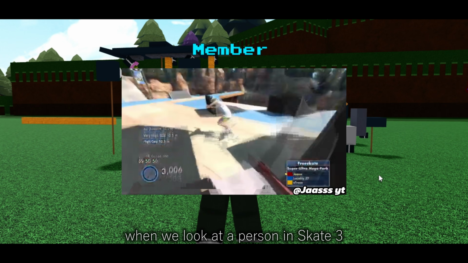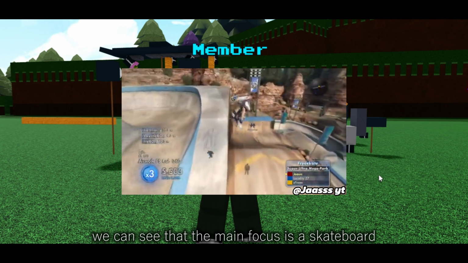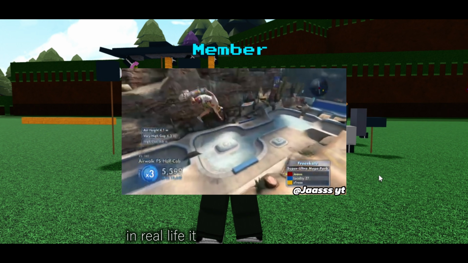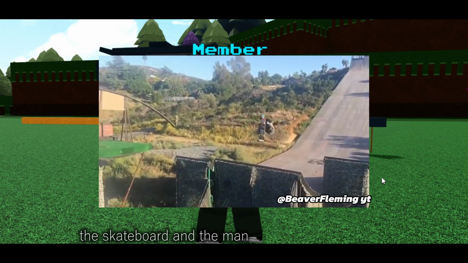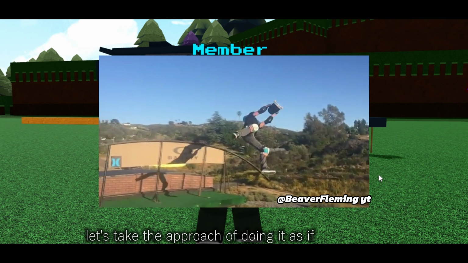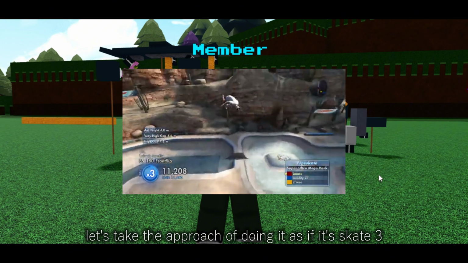When we look at a person in Skate 3, we can see that the main focus is the skateboard, and the player model is just there as if it's an animation. In real life, it's the complete opposite. The skateboard and the man are two different objects, and we can completely tell they're separate. So let's take the approach of doing it as if it's Skate 3.